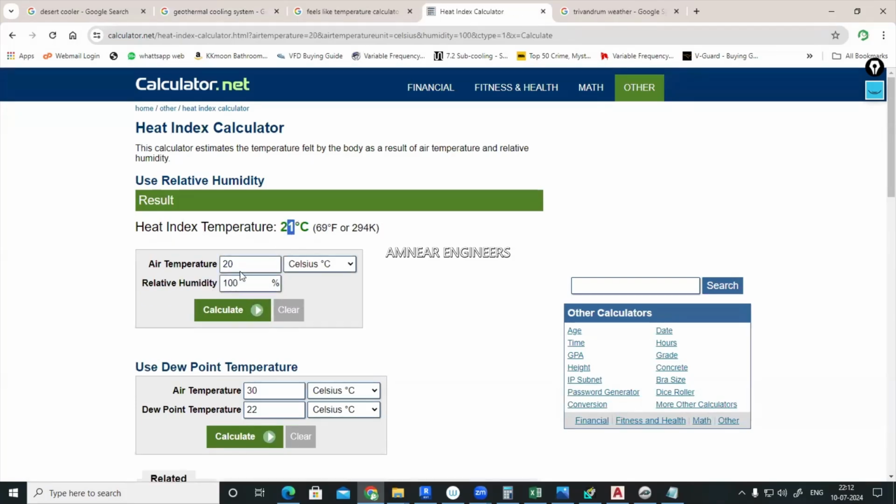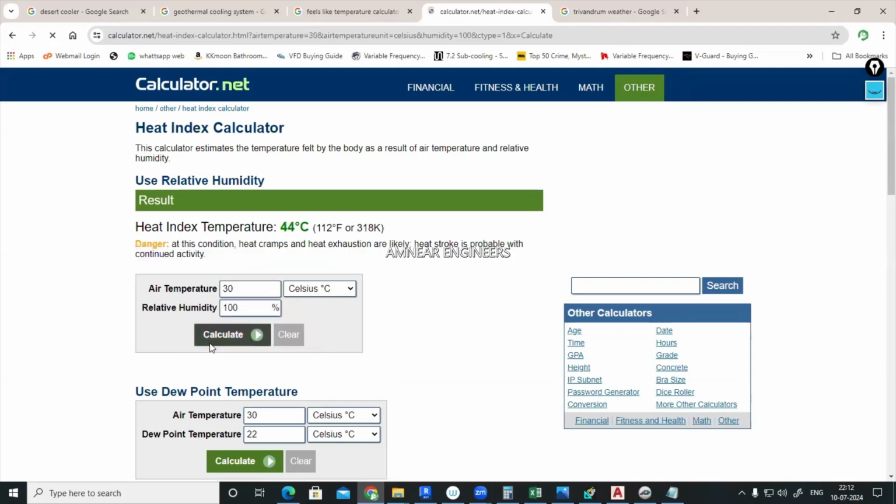Okay, that is fine. But if it is 25 degrees Celsius, you will feel only 25. Okay, that is also good. If it is 30 degrees Celsius with 100% relative humidity, you might be feeling 44. So that's why the relative humidity in the atmosphere also matters to create comfort for the people.